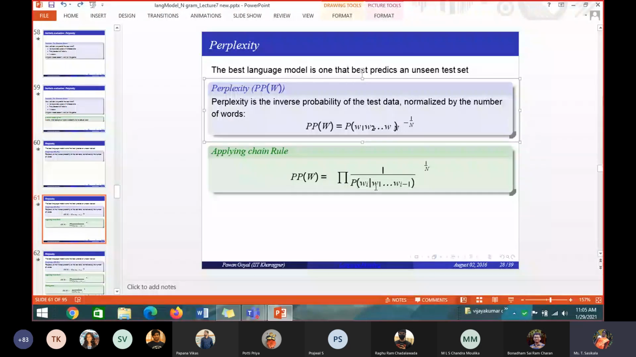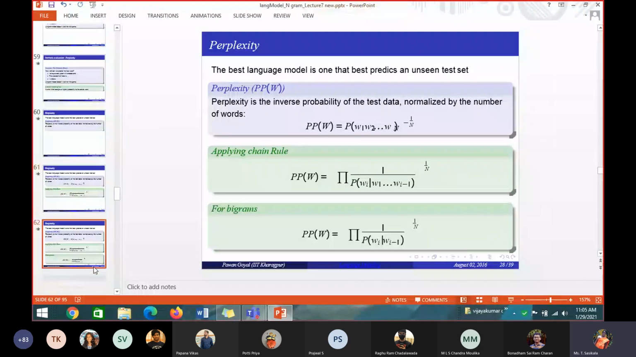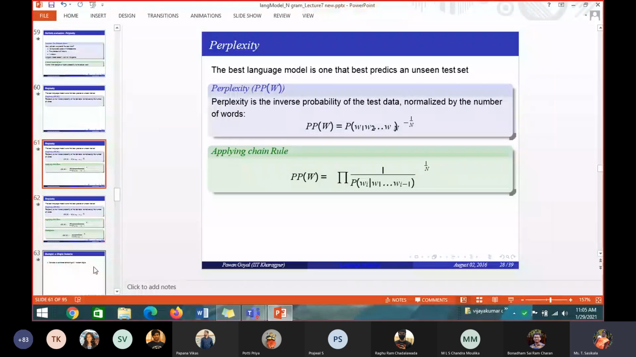Please put a bracket here, that bracket is missing. So whole power, normalized by 1 by n. So 1 divided by, the chain rule I have applied, so it becomes 1 by n. Okay, so how can this be written for bigram? If I want to write the chain rule for bigram, how can the formula be changed? Can you tell me? This is the general chain rule, Wi given W1 to Wi minus 1.